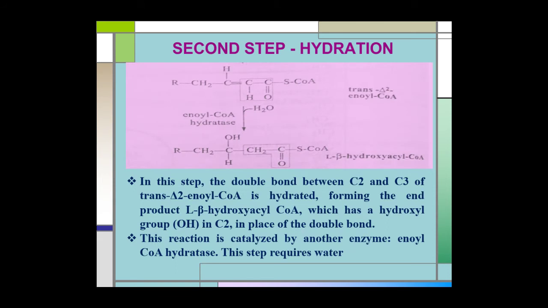The second step of beta oxidation pathway is the hydration. In this step, the double bond between the carbon 2 and carbon 3 of the trans delta 2 enoyl CoA is hydrated, forming the end product beta hydroxyacyl CoA, which has a hydroxyl group at carbon 3 in place of the double bond, and this reaction is catalyzed by another enzyme, enoyl CoA hydratase. This step requires one molecule of water.